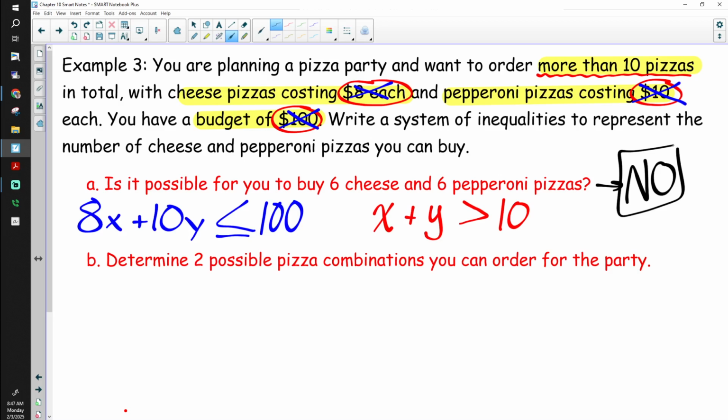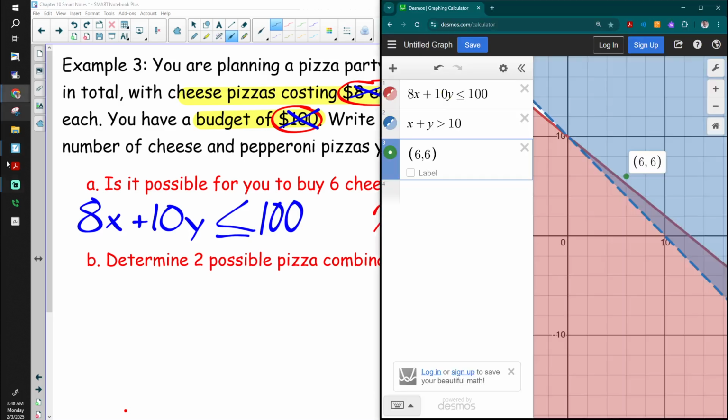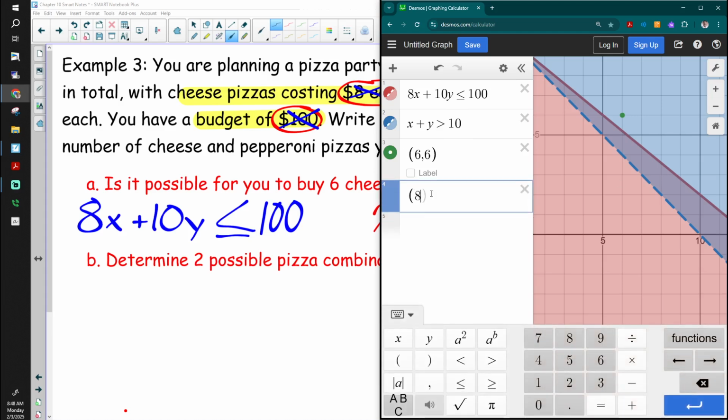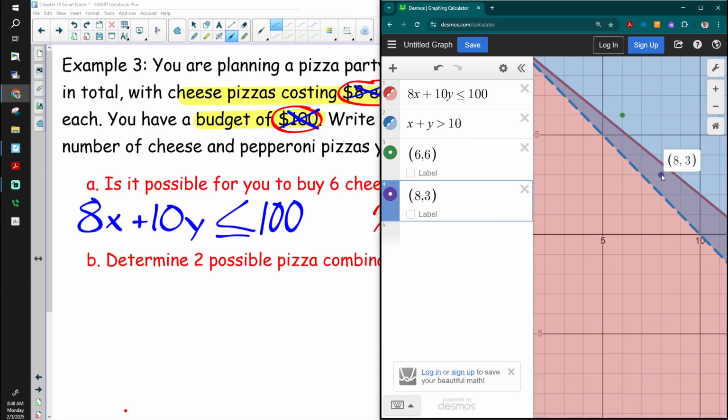Now let's find 2 possible combinations we can order. Again, if we go into Desmos, I just need to find 2 points that are inside the shaded region. Okay, so if I look here, I can see 5, 6, 7. If I go over 8 and up 3, you see this point right here? Isn't that in both shaded regions? That would be (8, 3). You could get 8 cheese and 3 pepperoni.